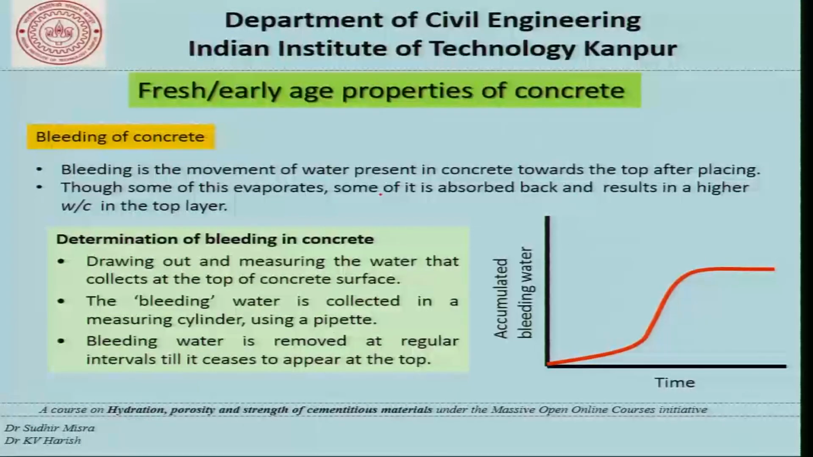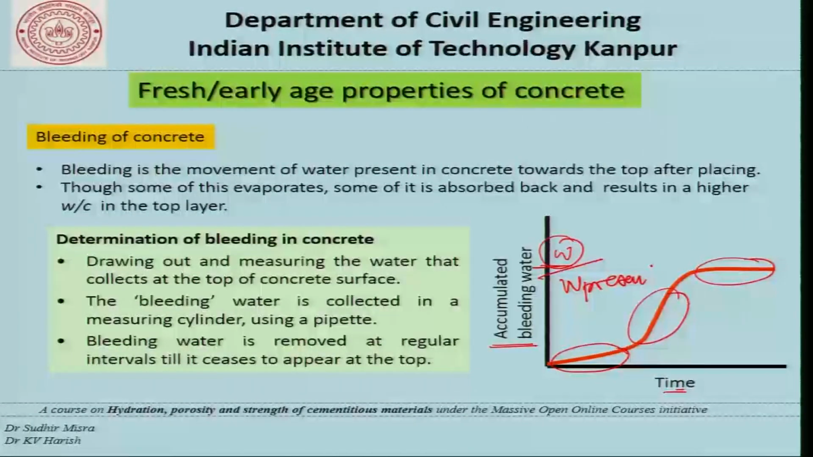If the water that collects at the top, on the surface of the concrete, is removed and we try to plot this accumulated bleeding water with time, we will get a graph which is something like this: initially we have very little water that comes, a large amount of water comes here, and finally no more water comes out, and then we get a cap or the limit of the accumulated bleeding water. And this amount of water in relation to the water present in the concrete can be expressed as a percentage, and we can talk in terms of percentage bleeding.